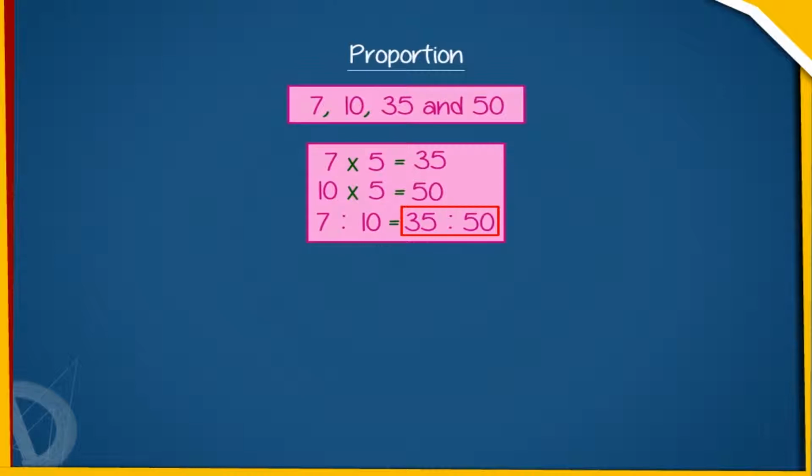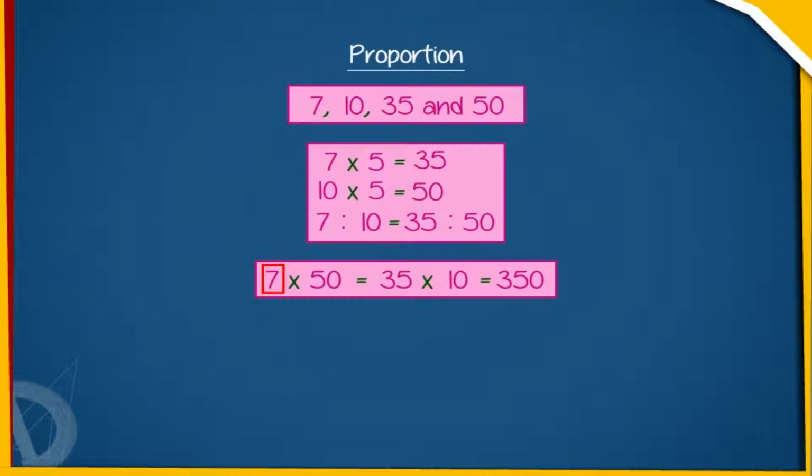In a proportion, the first and the fourth numbers are called extreme terms or extremes, and the middle two terms are called means. Here, 7 and 50 are extremes and 10 and 35 are means. The important quality of proportion is that product of extremes is equal to product of the means. Here, 7 into 50 is equal to 35 into 10, equal to 350. Hence, these numbers are in proportion.